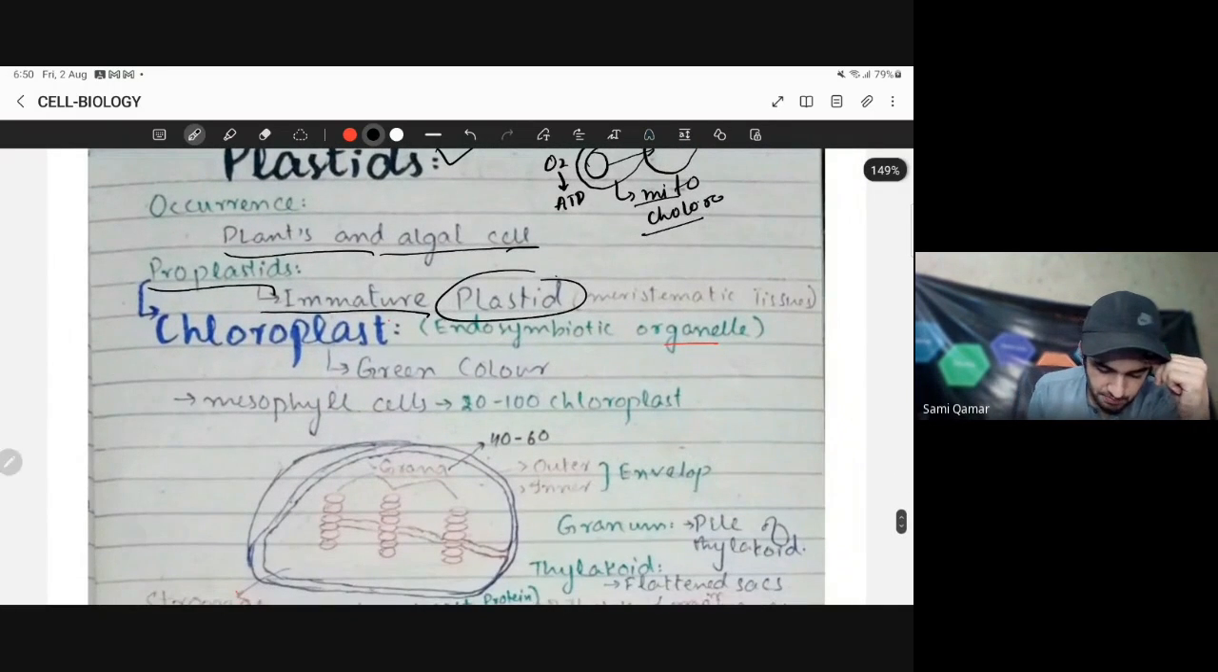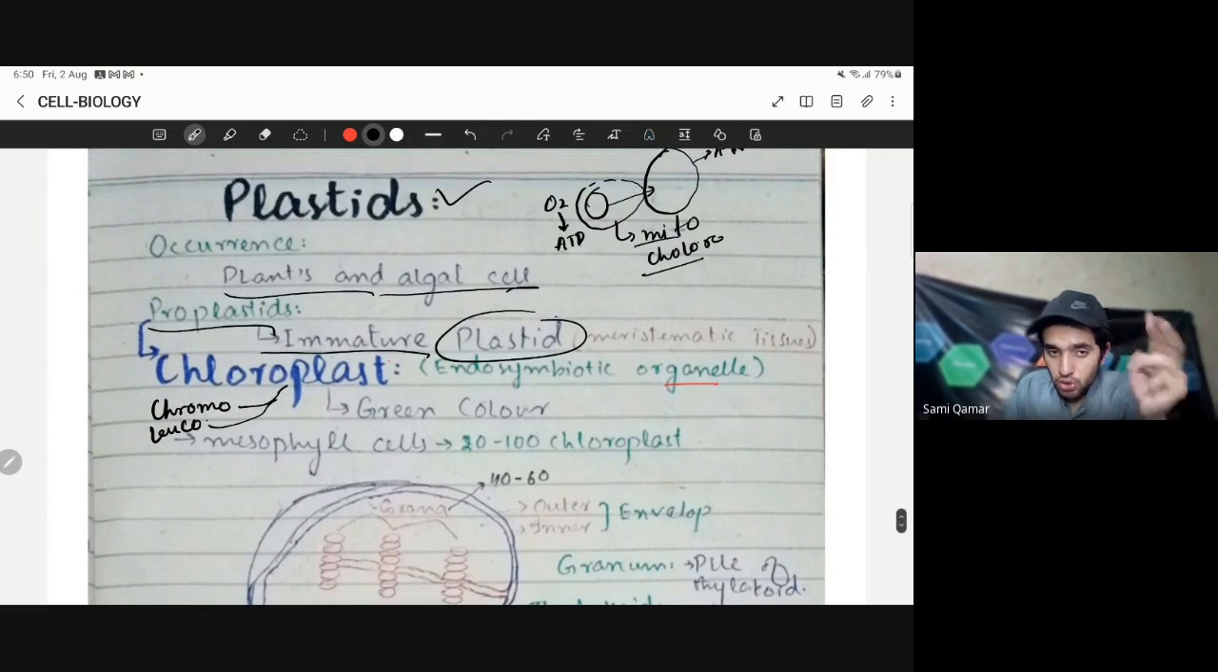Chloroplast, chromoplast, leucoplast. These are three types of plastids. Let's study chloroplast first, then we will cover chromoplast and leucoplast. So what is chloroplast? It is an endosymbiotic organelle, just like this one.